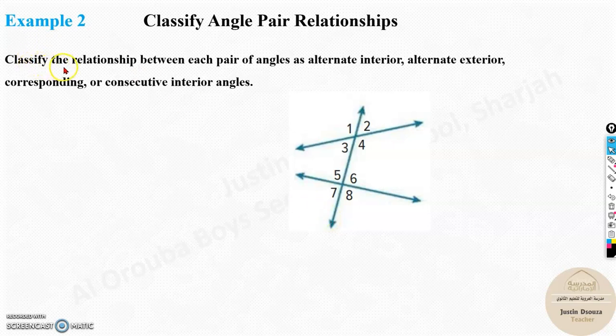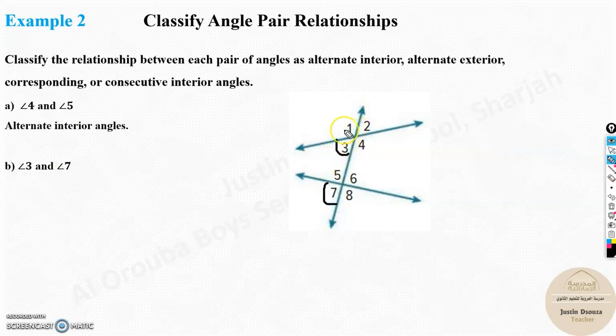Now they have asked you to classify the relationship between each pair of angles as alternate interior, alternate exterior, corresponding or consecutive interior angles. Now over here, they have given us a few angles. So 4 and 5. Let's see what this is. When you look at it, you must understand they are inside, interior and opposite direction. So alternate interior angles. Now what about the next one? 3 and 7.